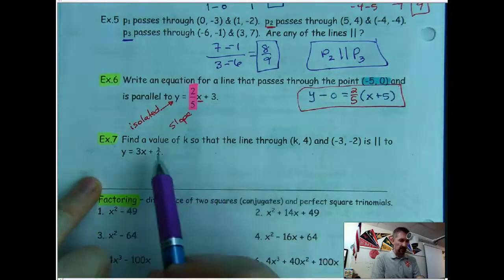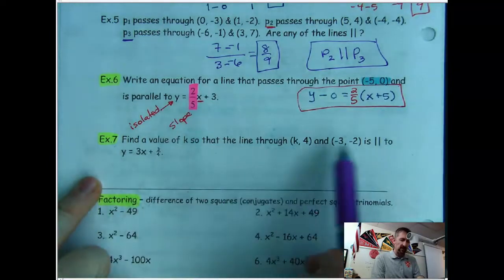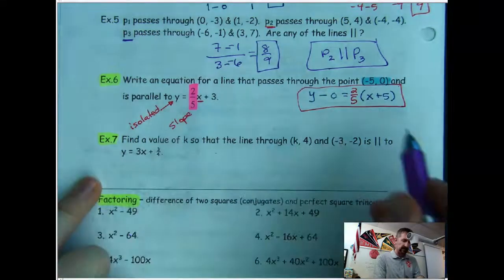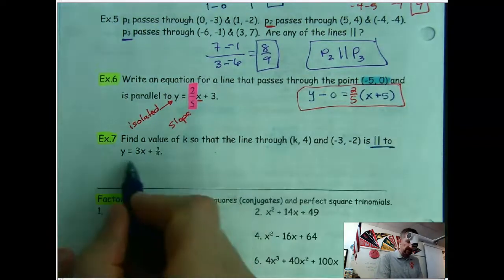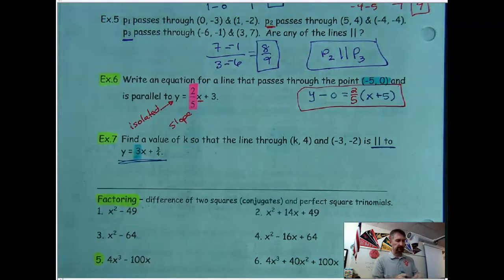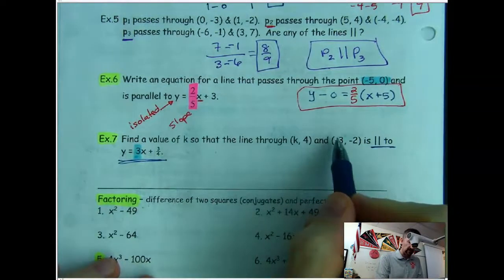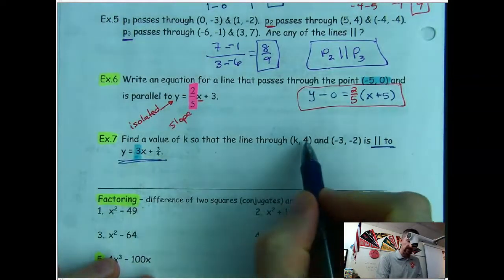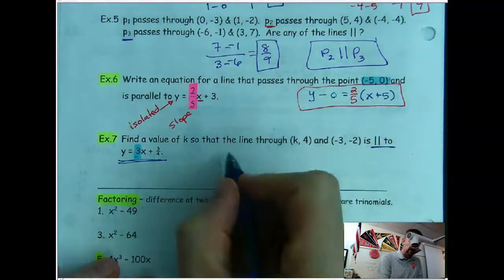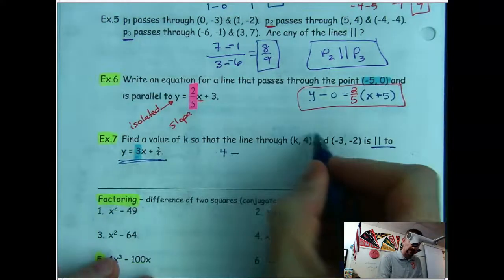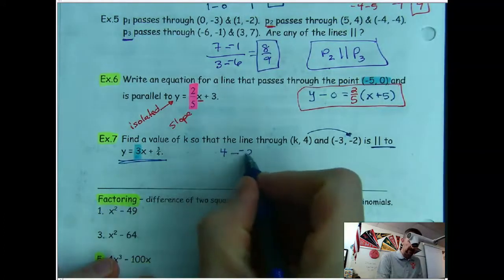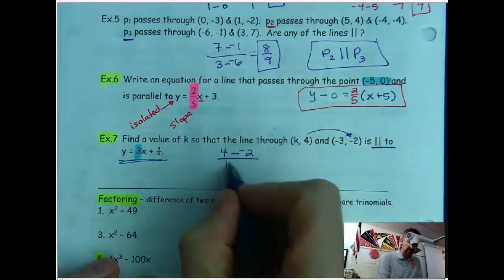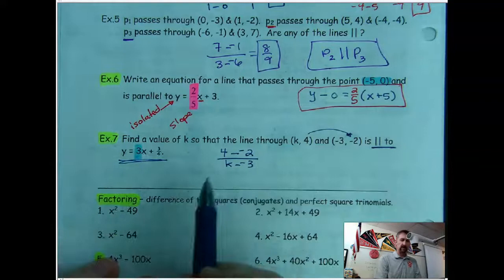So find a value of k so that the line through these 2 points is parallel to this line. So again, parallel to this line means that we need to have a slope of 3. So if we calculate this slope, now I want to go this way. So I'm going to do 4 minus, so I'm going to do y1 minus y2 actually. So 4 minus a negative 2 over k minus a negative 3. Because I wanted that k to be positive.